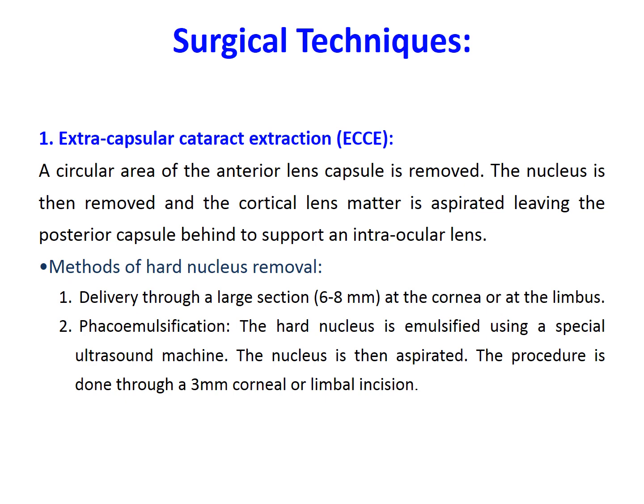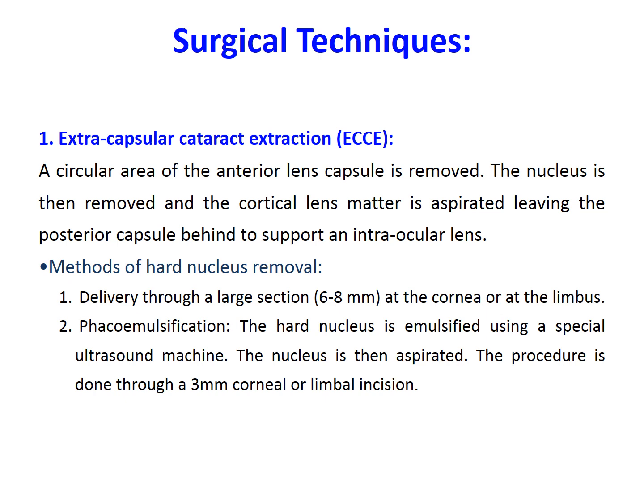So in case of extracapsular cataract extraction, we remove the nucleus by delivery through a larger section, 6 to 8 millimeter at the cornea or at the limbus. This is the site of the section, so we deliver the nucleus. So the first method of extraction is extracapsular cataract extraction through a large incision.